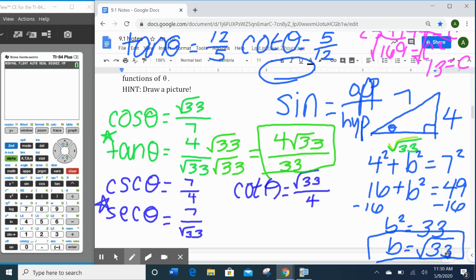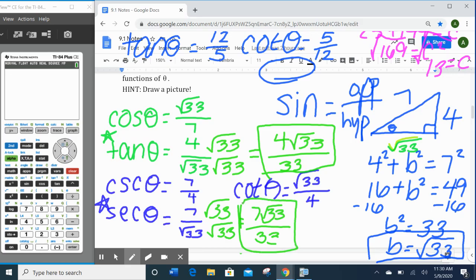The secant needs rationalized as well, so I'll multiply by root 33 over root 33. So I get 7 root 33 over, again, when I simplify that, it's just going to be just 33, not with a root. So here, I'll go ahead and box the final answers for each of them. So the cosine, the tangent, the cosecant, the secant, and the cotangent. So just be careful with your typing of answers.